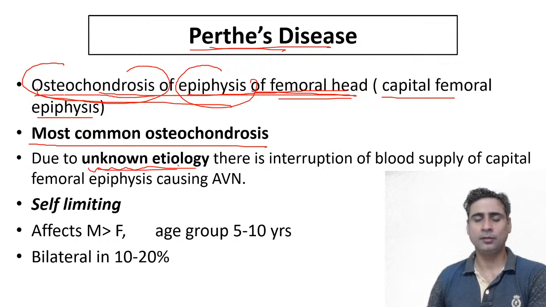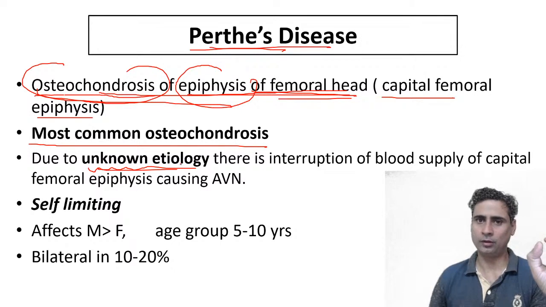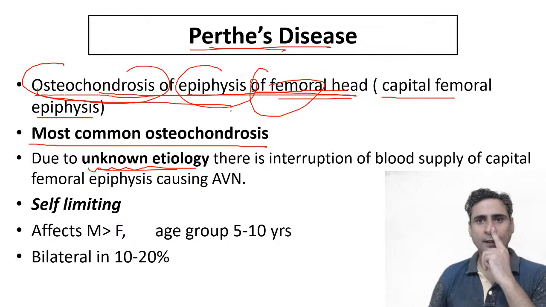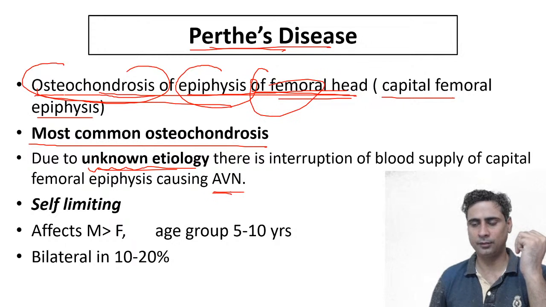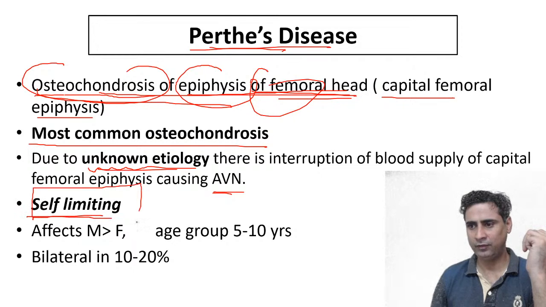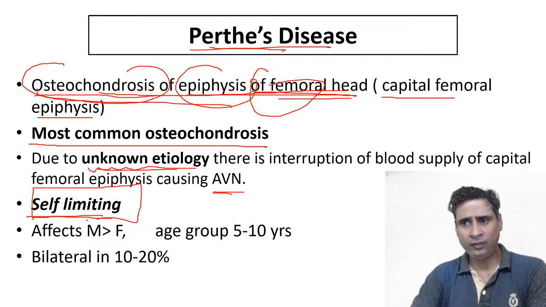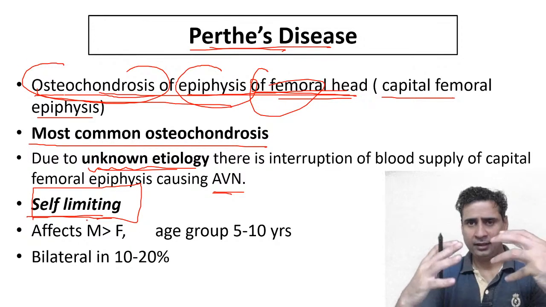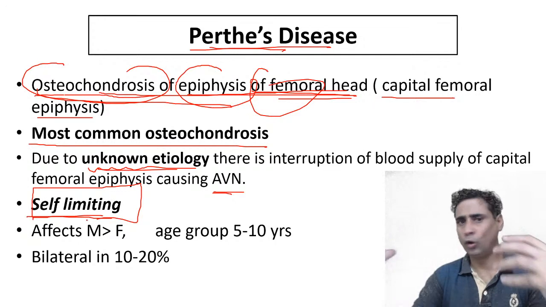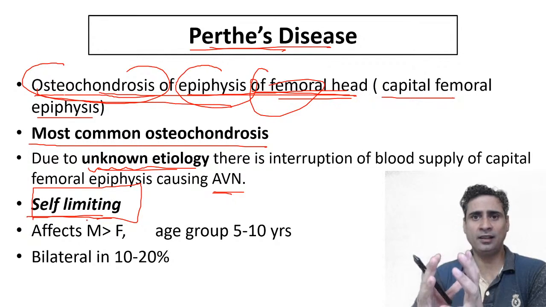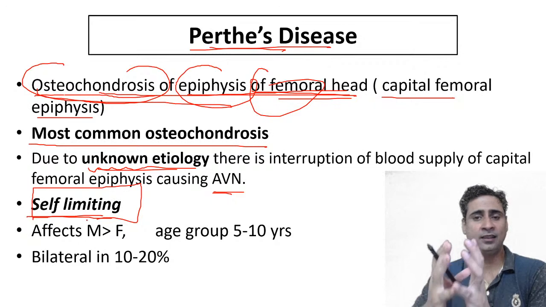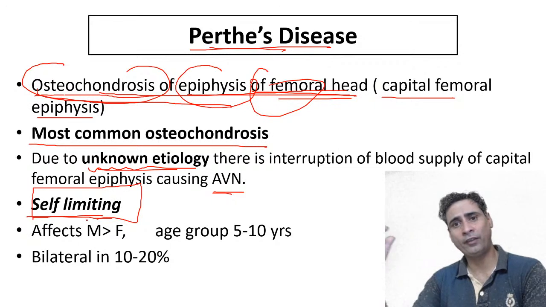Etiology is unknown, but pathogenesis is known. Pathogenesis is defective blood supply to the secondary ossification center of the femoral head, leading to avascular necrosis. This disease is self-limiting. What do you mean by self-limiting? Self-limiting means the disease has its own course. You cannot cure the disease, but as it has its own course, you can control the final outcome.